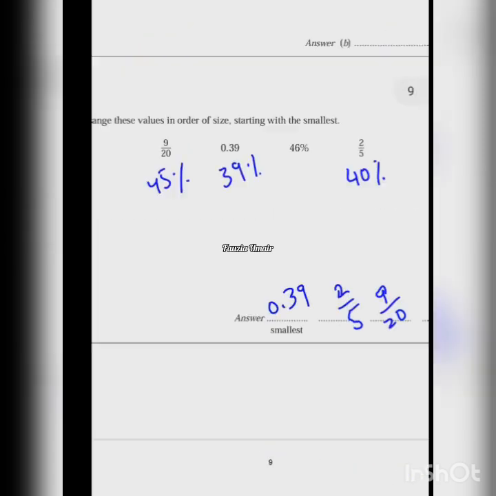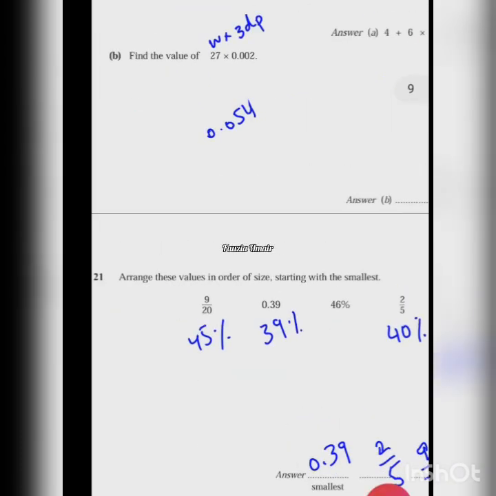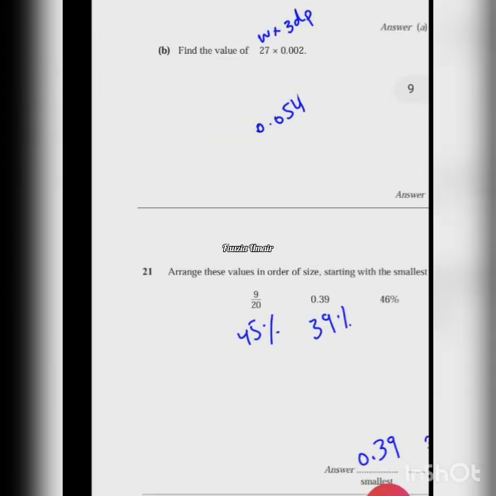And is the class over now? Yes, son, now we can stop. All right, so we are done till question 21.